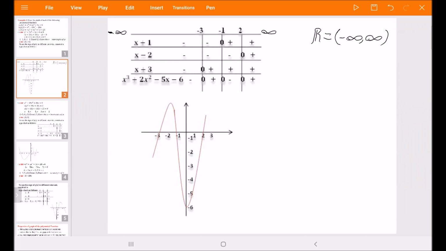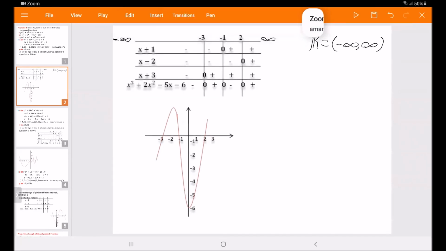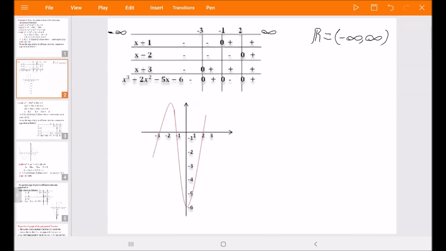Next, we determine the sign of x plus 3. X plus 3 is equal to 0 when x is equal to minus 3. So we write, at x is equal to minus 3, x plus 3 is 0. For values less than minus 3, for example, you can take minus 4, minus 5, etc. Minus 4 plus 3 is minus 1, minus 5 plus 3 is minus 2. That means the sign of x plus 3 is negative for values less than minus 3, and it is positive for values greater than minus 3.